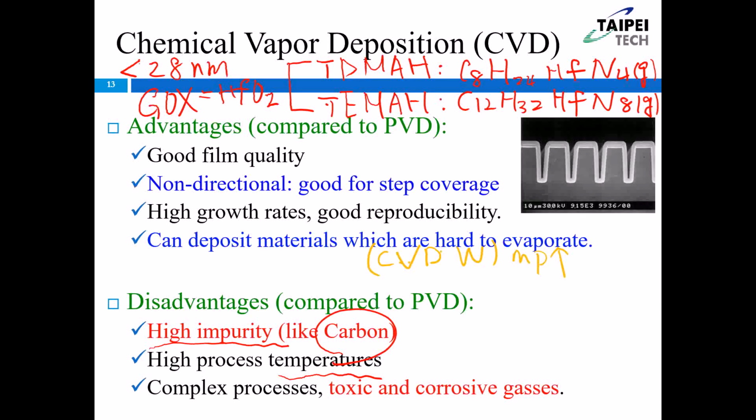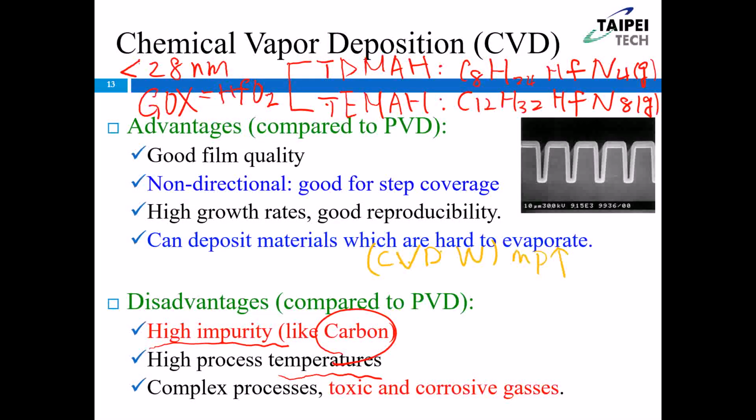So last week, we talked about the CVD and the PVD. For this slide, we mentioned the advantages of the CVD include good film quality, conformal step coverage, and a high growth rate. This growth rate means high deposition rate. And also it can deposit the materials which are hard to evaporate. Usually, we need to use the PVD to do the evaporation.